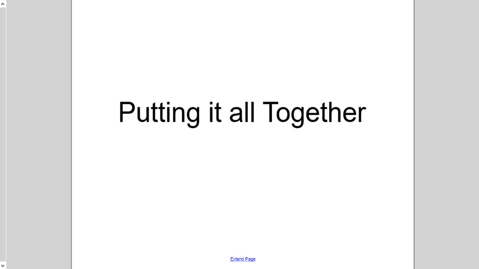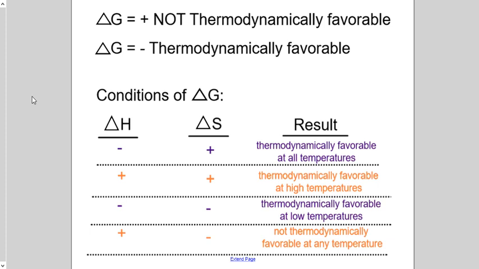So putting it all together. Delta G if positive, not thermodynamically favored. If it's negative, yes. So if delta H is negative and delta S is positive, then this will always be thermodynamically favored. So negative here, positive here, yes.